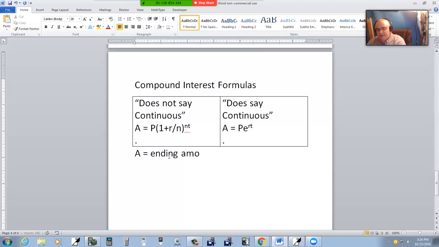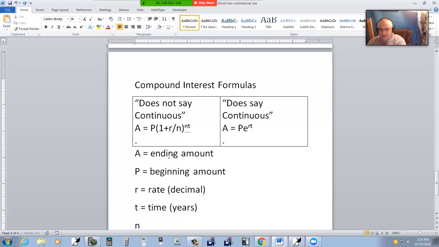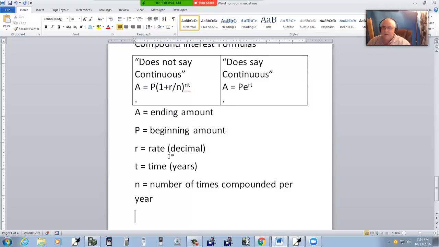Now A is your ending amount, P is your beginning amount, or your principal. R is your rate, and that's always in decimal form, so if it says 3%, you put in 0.03. And our T is our time, and this is in years. N is the number of times compounded per year. Compounded is a fancy business term for calculated. It's more than that though. They calculate the interest and then they take that interest and put it back into the account, so it compounds, it builds.